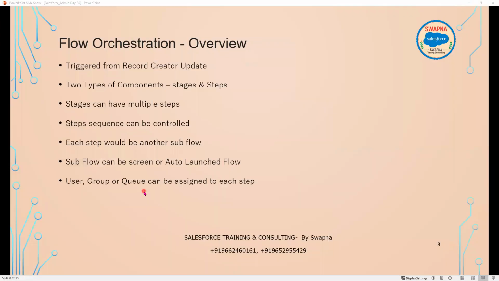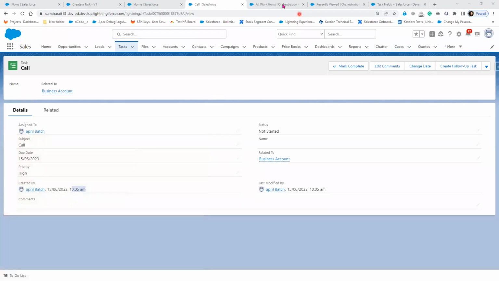And users, groups, or a queue can be assigned to each step. So for the screen flow, whoever wants to perform the screen flow, you can assign the user, you can assign the group, or you can assign the queue. And the owner of the flow steps gets an email. So wherever the owner is there, they get the email. Now in this case, we do not have an email because it was giving us the error.